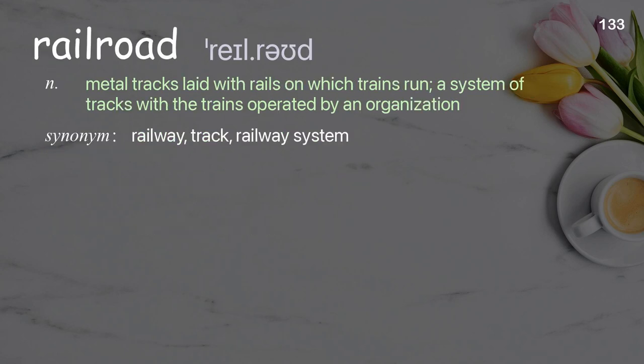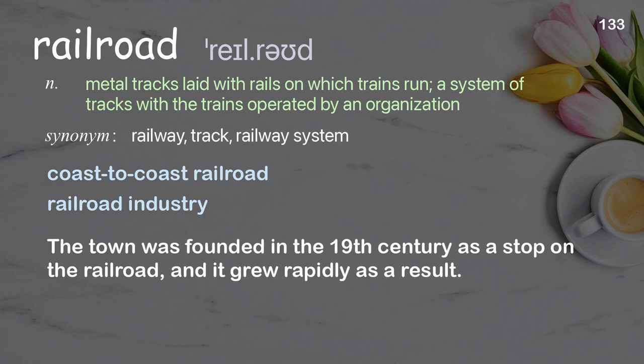Railroad. Metal tracks laid with rails on which trains run, a system of tracks with the trains operated by an organization. Examples. Coast-to-coast railroad. Railroad industry. The town was founded in the 19th century as a stop on the railroad, and it grew rapidly as a result.